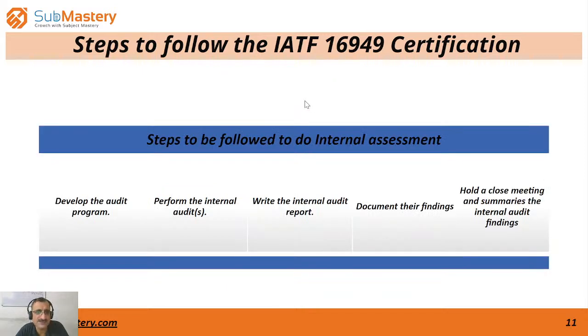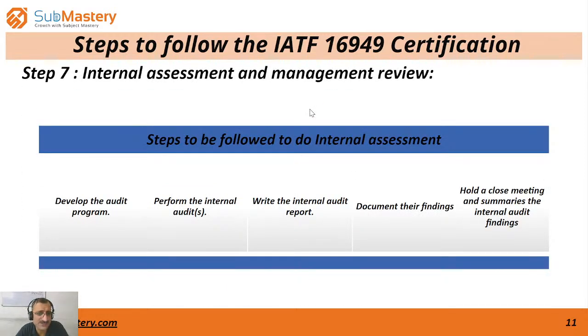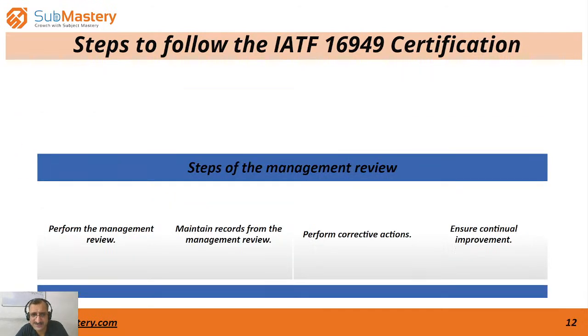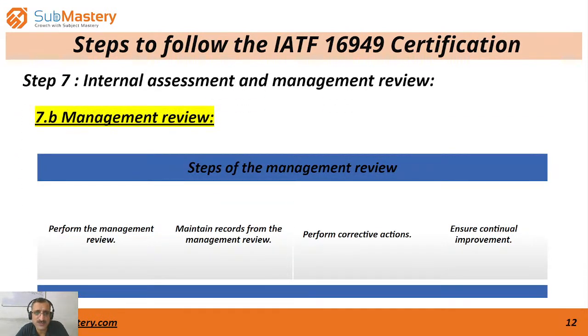And then step number 7, then do the internal audit. You already took training, carry out the internal audit, identify the findings, close the non-conformities, and then the next step is to do the management review, right? Internal assessment, there are two parts. One is you can use a checklist also for internal audit, or you may not use a checklist, but make sure that you have audit observation. Audit observation jaruri hai.